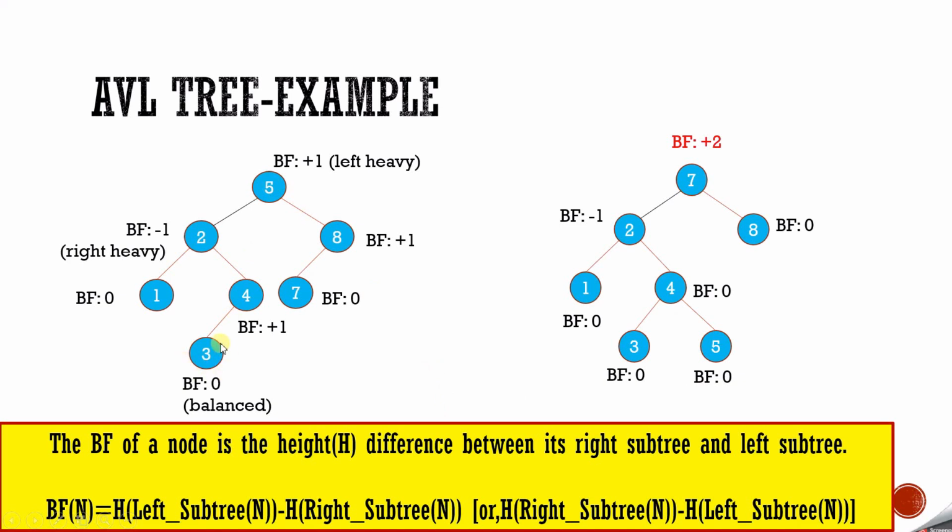For this particular node 3, the balancing factor is 0. Now how do we calculate the balancing factor? We calculate it as the height of the left subtree minus the height of the right subtree, or you can do the reverse, right subtree minus left subtree. In that case, the plus value will become a minus value. Otherwise, the rest is completely the same.